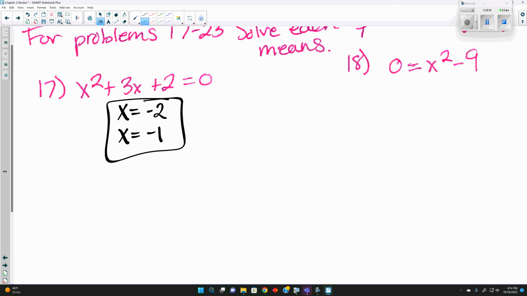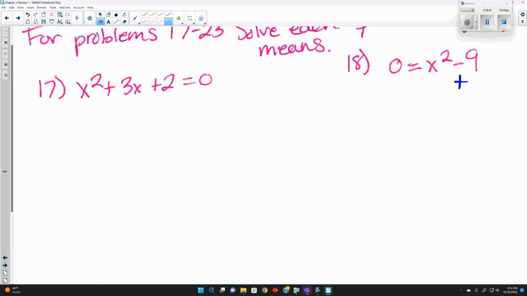Now we can look at the next one. 0 equals x squared minus 9. So we could graph it, or we could use the square root method. Since there's no middle term, it means we can use the square root method. And to solve this by the square root method, we need to get x squared by itself. So we would add 9 to both sides. And if we do that, we get x squared is equal to 9.